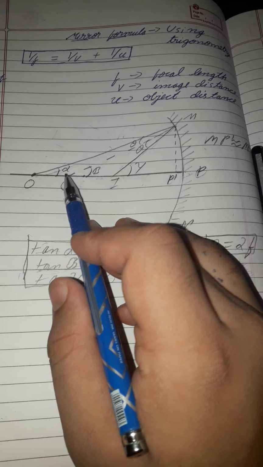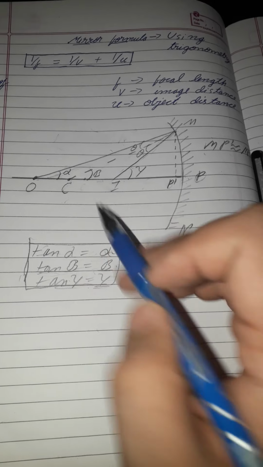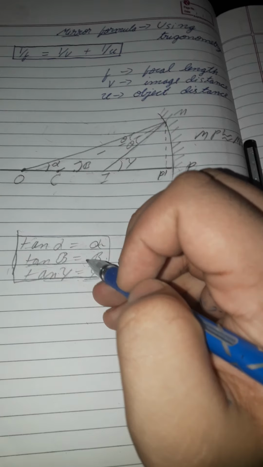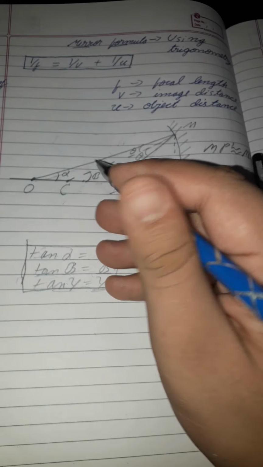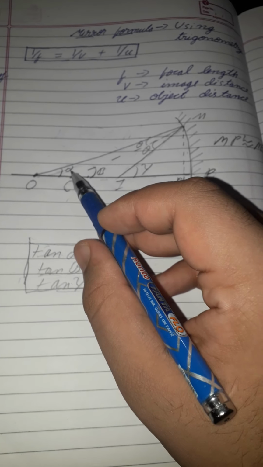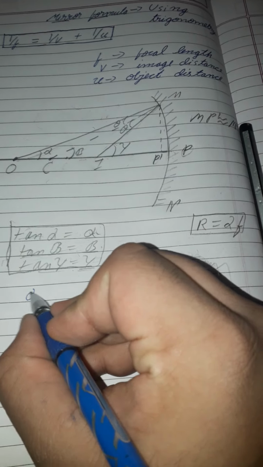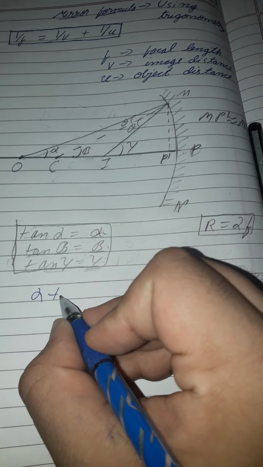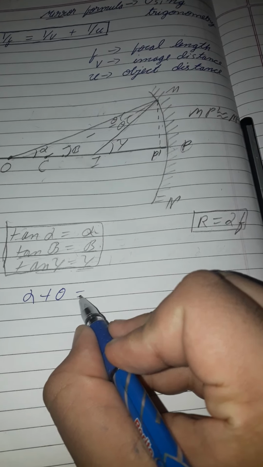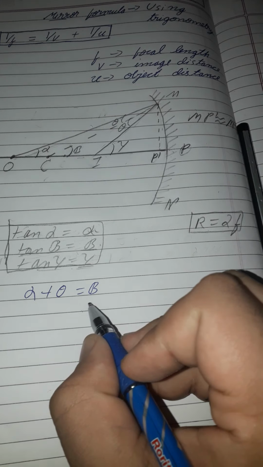So, consider this triangle. Which triangle? O, M and C. Consider this triangle O, M and C. What can you say about this triangle by looking at it? Can you say that alpha plus theta is equal to beta? Yes, this angle beta is equal to alpha plus theta. How can you say that?